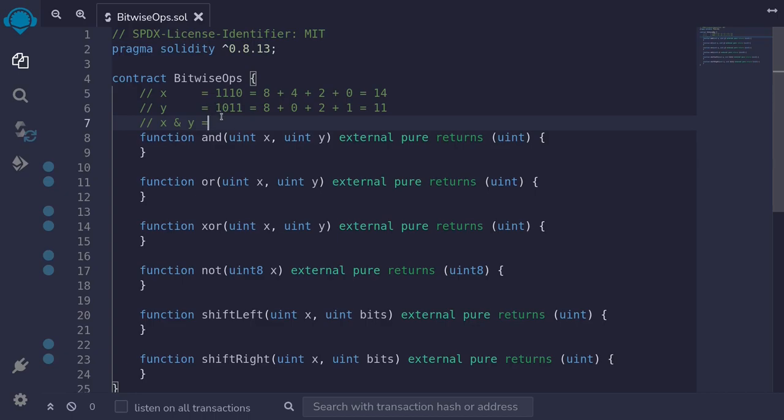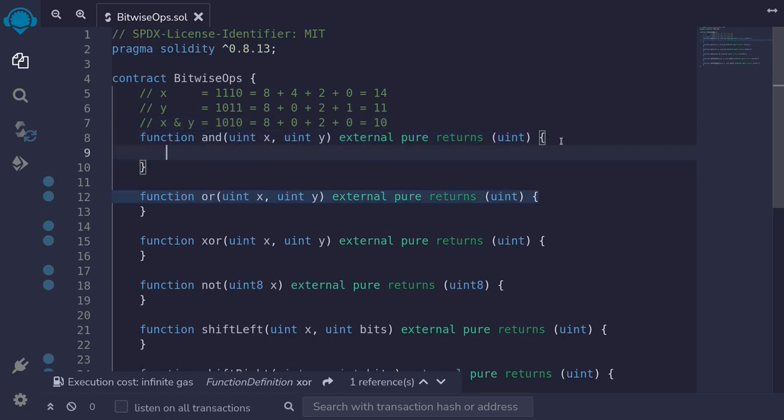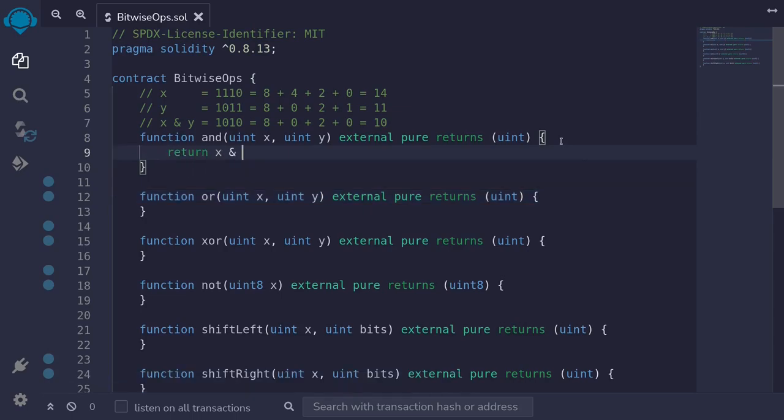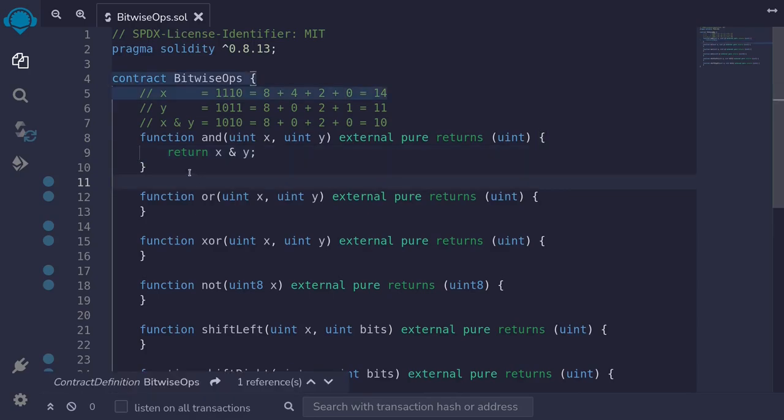So, for example, the leftmost bit for x and y are both 1, so this will return a 1. Next, we have 1 and 0, so the result will be a 0. Next, we have 1 and 1, so that will be a 1. And last, we have 0 and 1, so the result will be a 0. This is equal to 8 plus 0 plus 2 plus 0, so this will be equal to 10. In Solidity, we can write this AND operator as return x & y. So that is the bitwise AND operator.